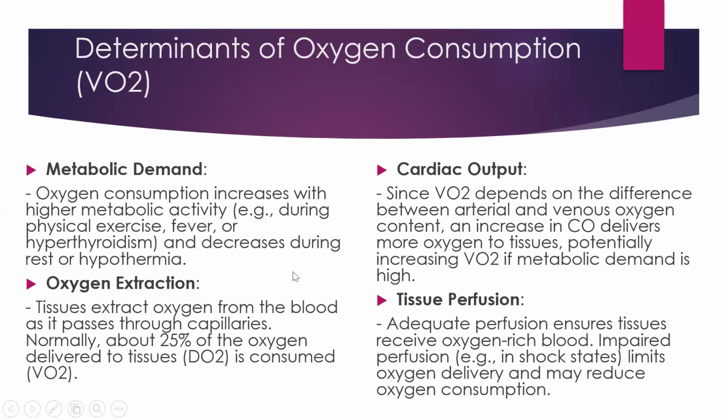All right, these are determinants of oxygen consumption and the metabolic demand. Oxygen extraction ratio, all right, is the oxygen that is consumed by the tissue divided by the oxygen that is delivered. Normally, only about a quarter of the oxygen that is delivered to the tissue is consumed, so we have an excess of about 75% that is not used, and this excess is what we use during increased metabolic demand.